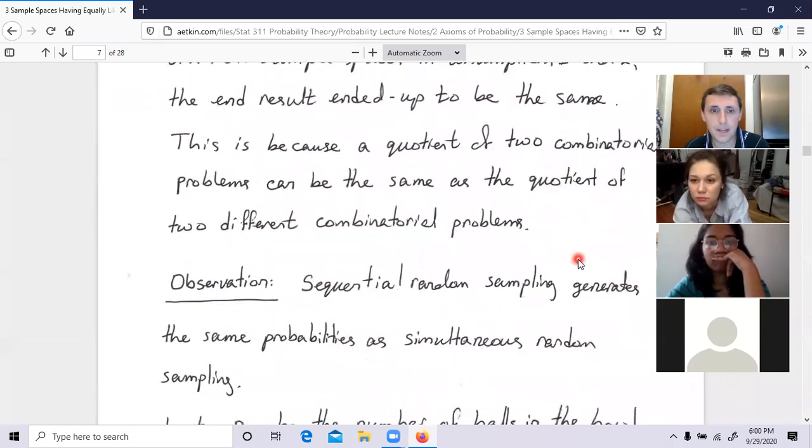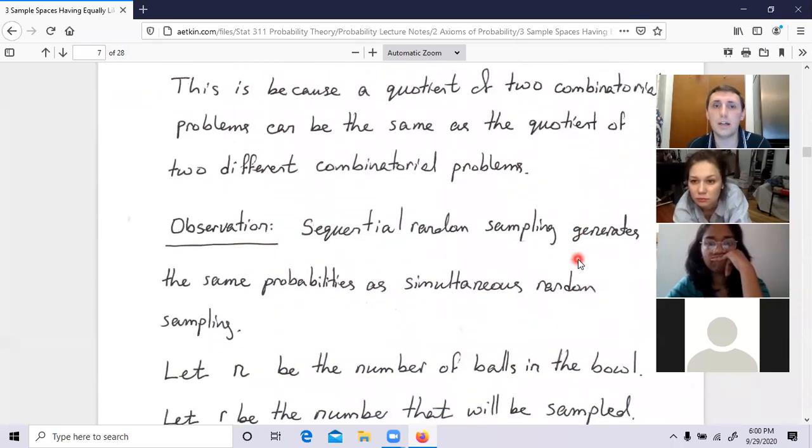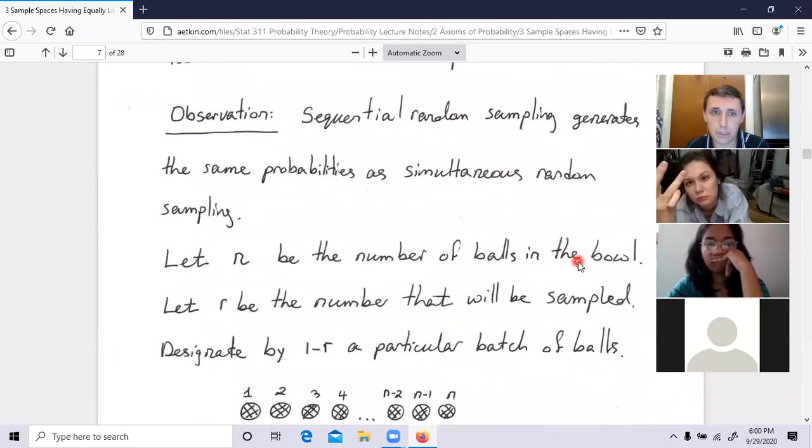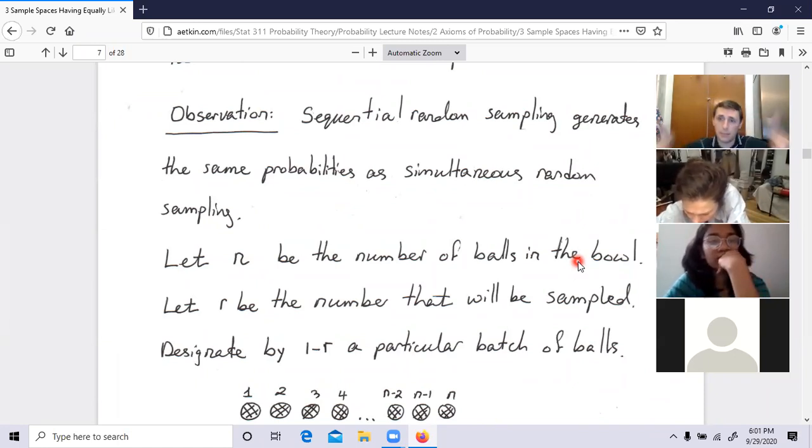So here is an observation that I would like you to notice. Sequential random sampling generates the same probabilities as simultaneous random sampling. You've seen before we made 2 assumptions. One of them that sampling was simultaneous, the other that the sampling was one at a time. They generate the same type of randomness. Let's see why that's the case.